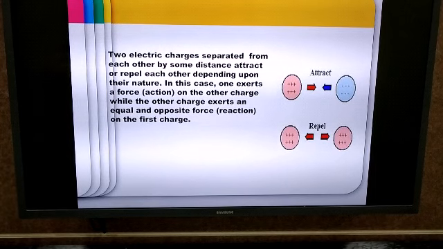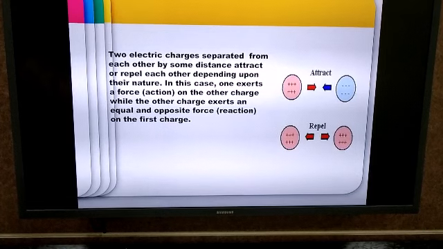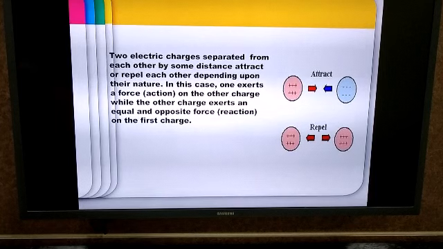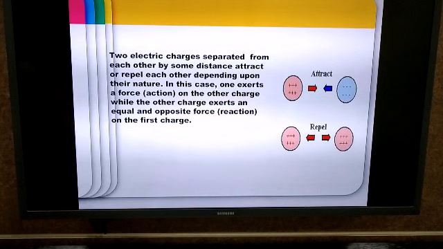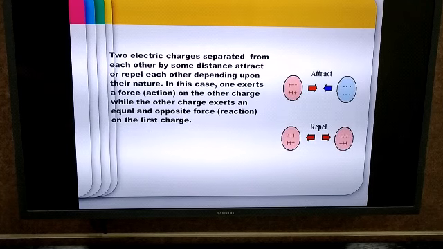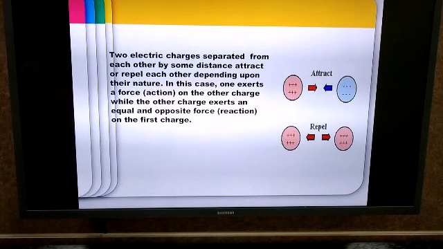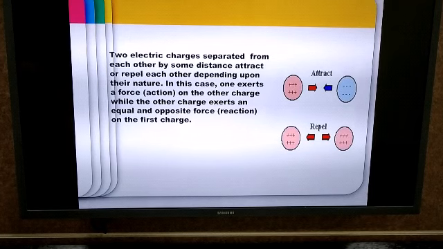If there are two electric charges which are separated from each other by a distance, and if they attract each other or repel each other, still there is a force of action and reaction exerted by each of the electric charges on each other. For example, if there are two electric charges, one a positive charge and the other a negative charge, the positive charge exerts a force of action on the negative charge, and the negative charge in turn exerts a force of reaction on the positive charge, thereby helping them to attract each other.